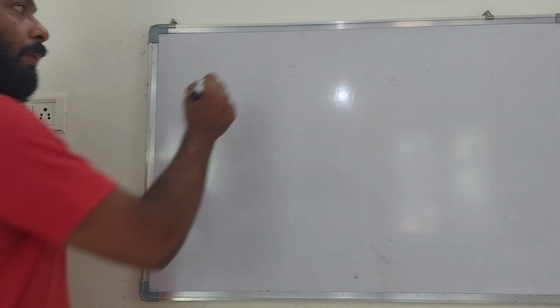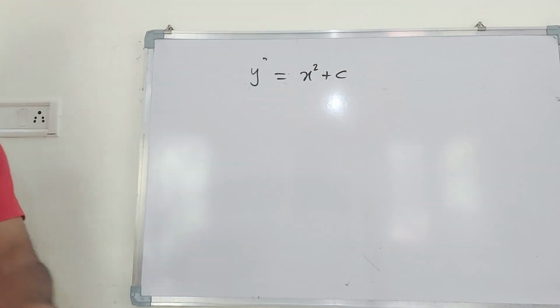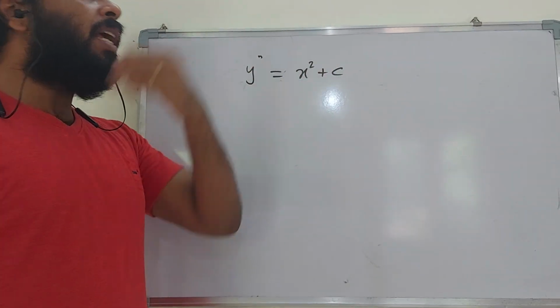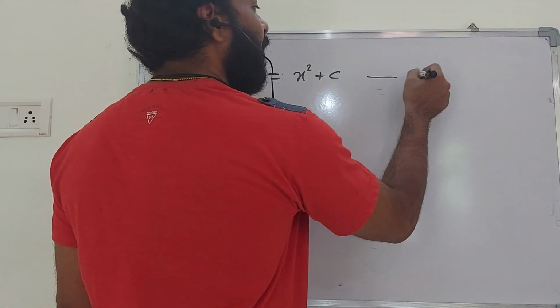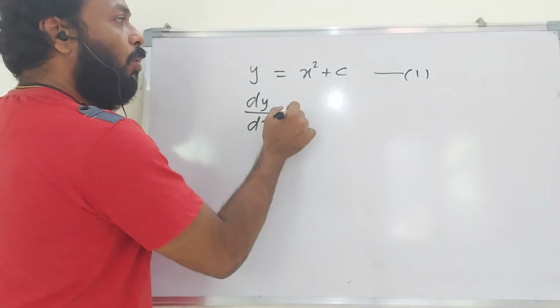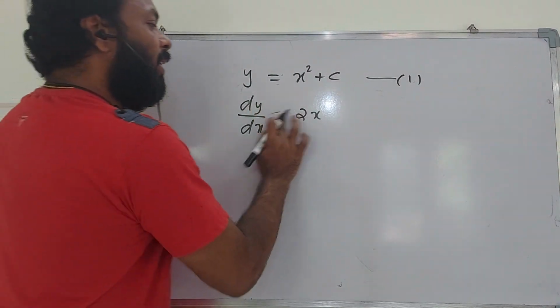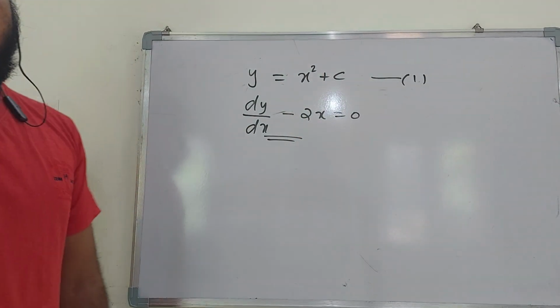Okay. Consider the equation y equal to x square plus c. We know it is a one parameter family of curves because there is only one parameter, say c. So if we eliminate c from this equation, we get a first order ordinary differential equation. Just differentiate with respect to x, we have dy by dx equal to 2x, or dy by dx minus 2x equal to 0. It is the differential equation representing this family of curves.